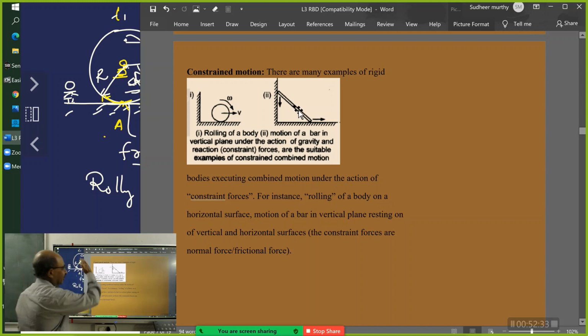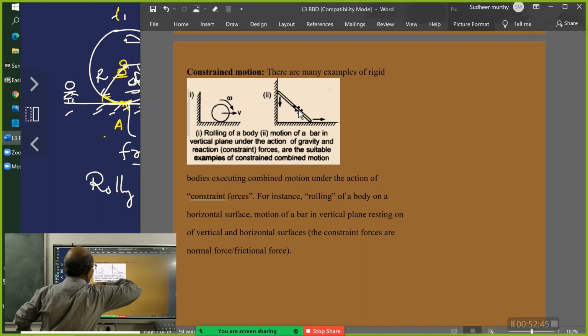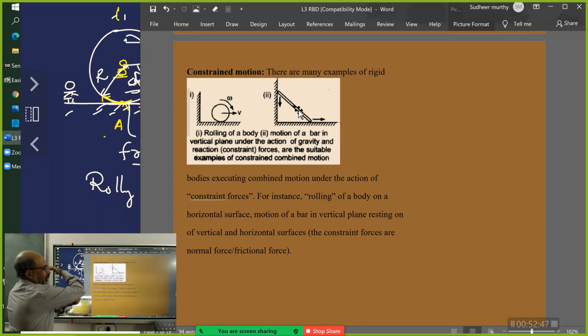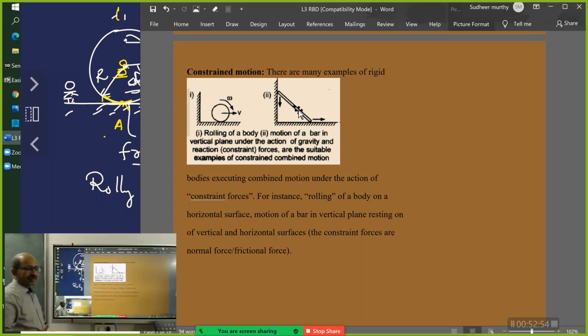Remember, I have drawn an arbitrary line along the ladder. As the ladder is falling, if you see this point of the ladder, it is translating, moving to the right, and at the same time the angle is changing. So this is a typical case of translatory motion as well as rotation. Is it clear to all of you?